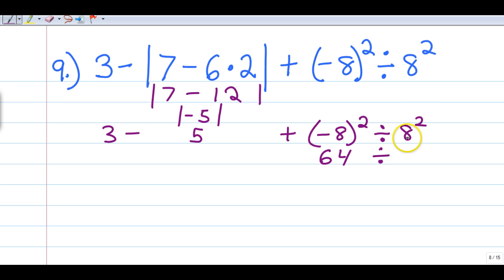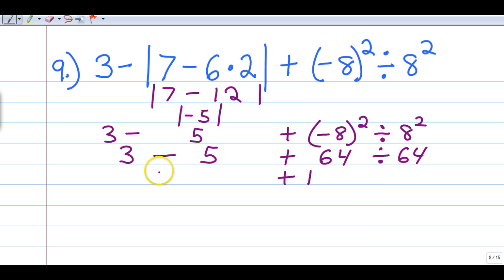Again, here we have a positive 8 raised to the second power. A positive 8 times a positive 8 is 64 again. Now go ahead and carry down everything else out in front, so that 5 minus 3. So we have a 3 minus a 5 plus a 64 divided by a 64. Step 3 is clear: multiplication, division, left to right. Left to right, we have a division, 64 divided by 64, which is 1.